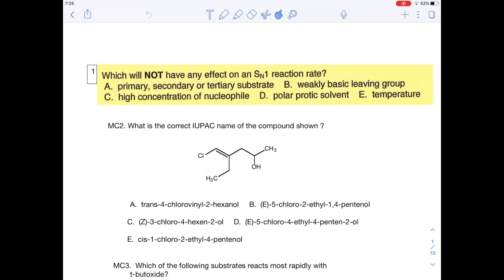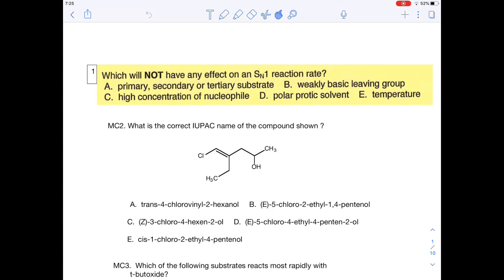So we're going to begin the mock for the April 16th exam, starting with multiple choice question 1. It asks, which will not have any effect on an SN1 reaction rate? For this question, you have to remember all the different characteristics of an SN1 reaction, like that they're first order reaction, that they are a two-step reaction, that they prefer secondary and tertiary substrates, etc., etc. The solvent that they prefer, which is polar protic.